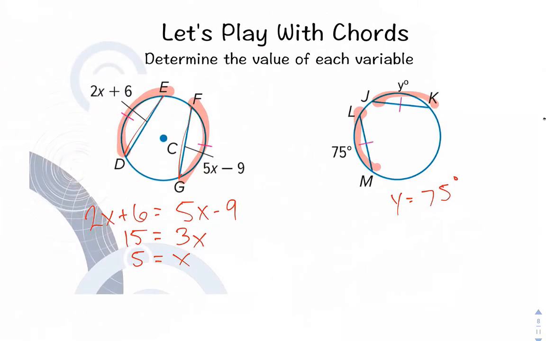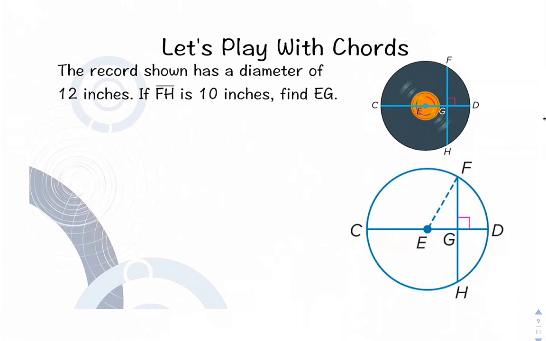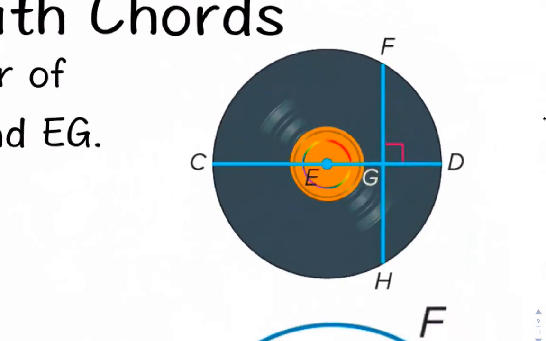Now let's take a look at another example. This deals with those middle two theorems. It says the record shown has a diameter of 12 inches, so I know CD is a diameter. If FH is 10 inches, I want to know what EG is. I'm looking for this part here, E to G.